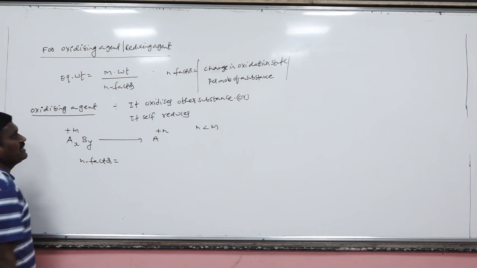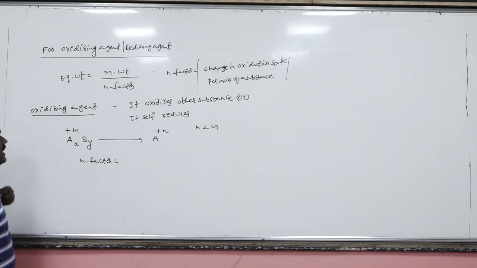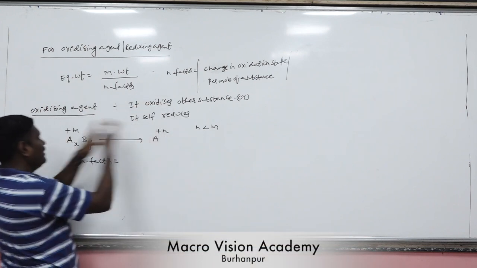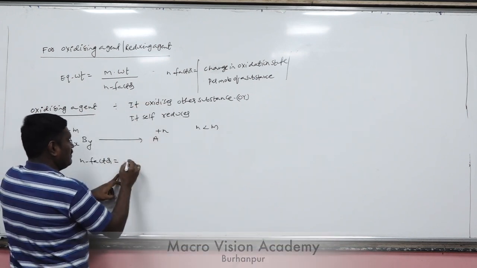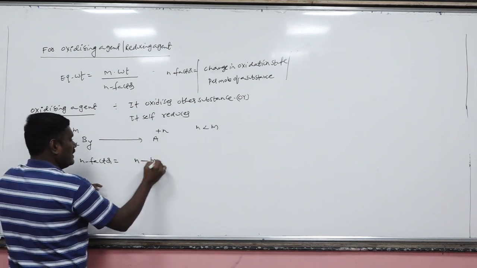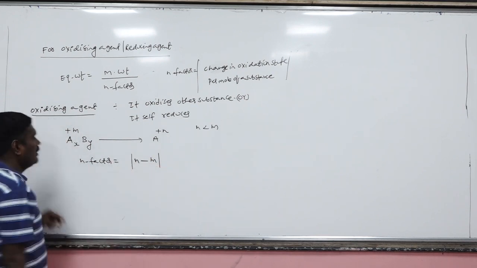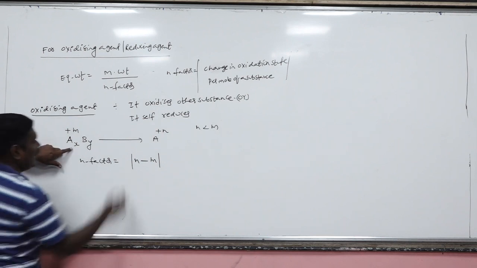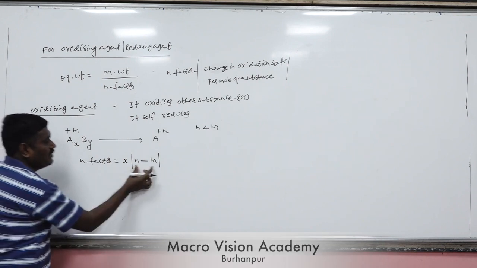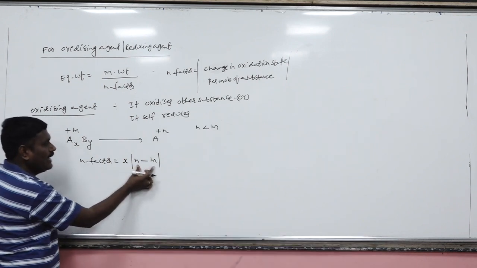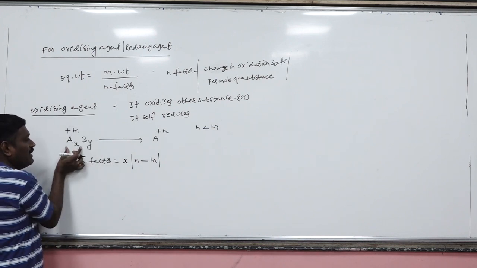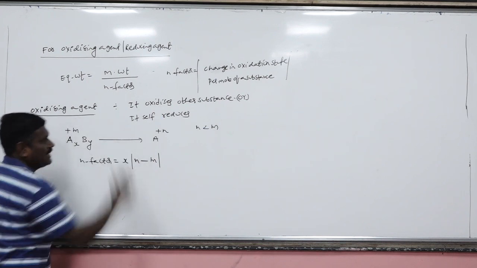Now here, how to calculate the N factor? N factor is always the change in oxidation number. Generally, change in oxidation number is always taken as right side minus left side. Right side oxidation number N, left side oxidation number M. This is corresponding to one atom. But how many atoms of A are there? X atoms. So we have to take the total number of atoms. First of all, you calculate the change for one atom, then multiply by the number of atoms in 1 mole. In 1 mole, how many atoms of A will be present? X atoms. So we are taking it for X atoms.